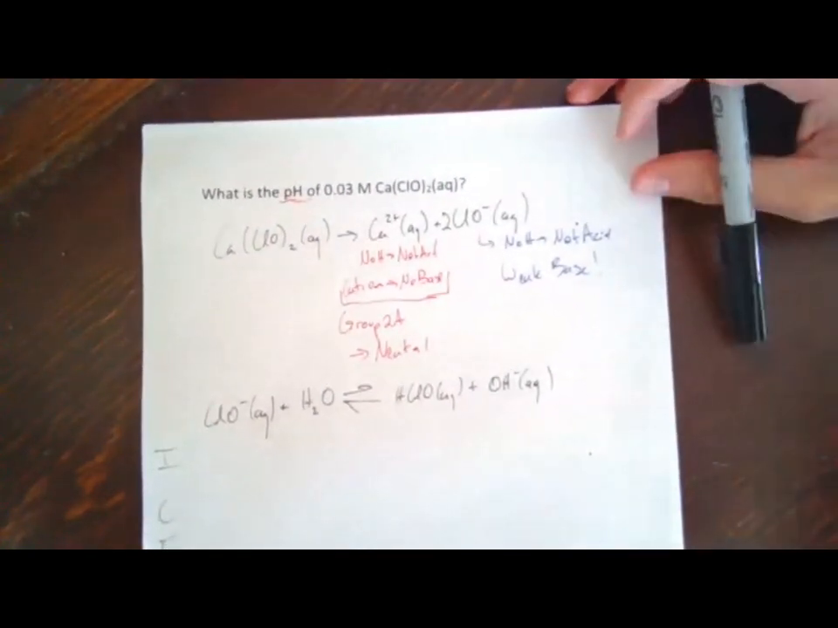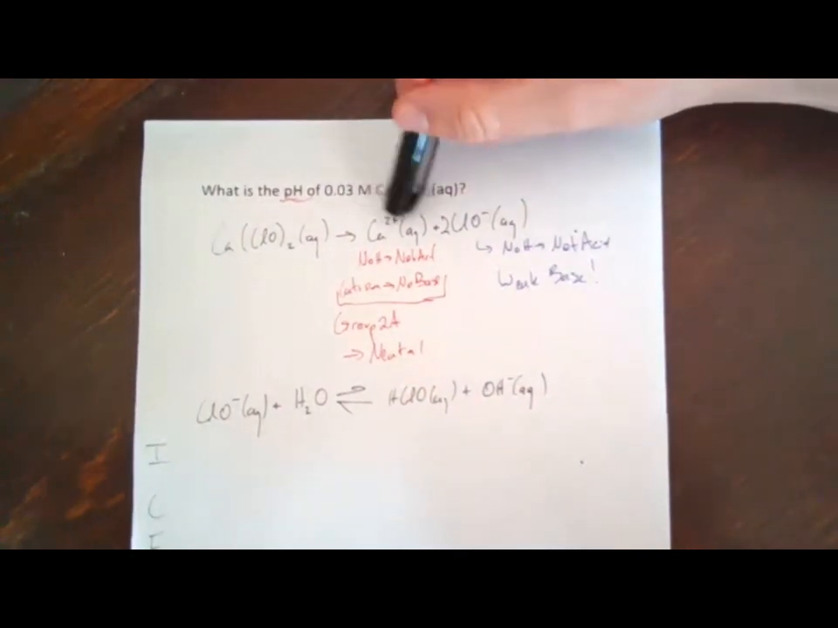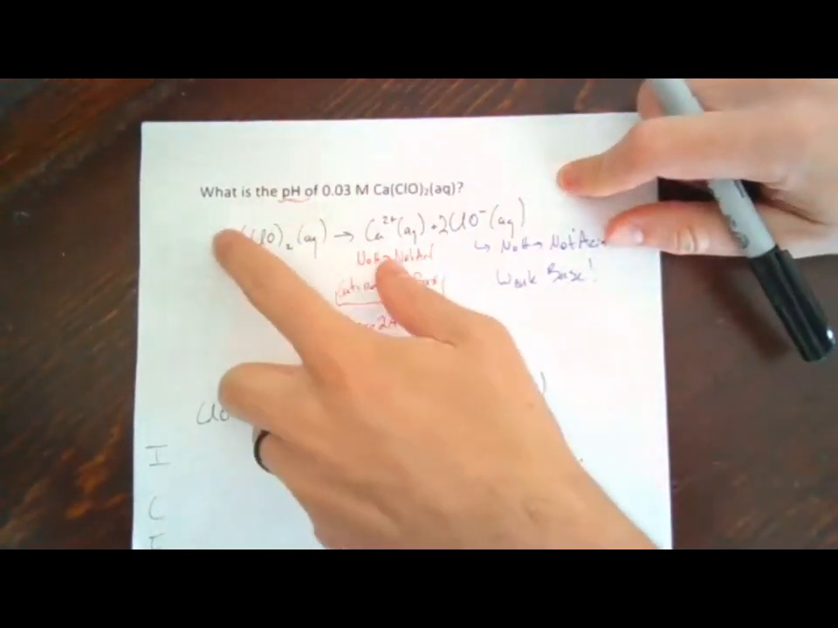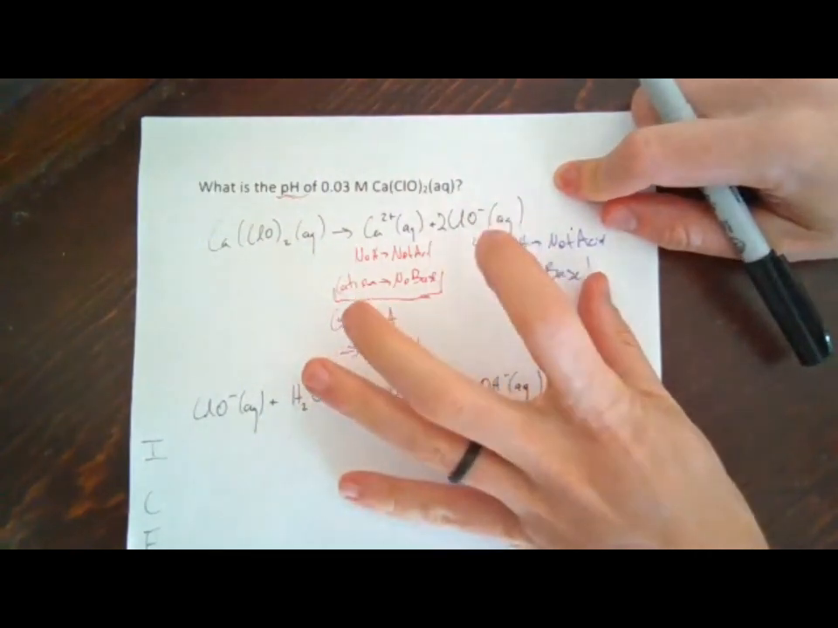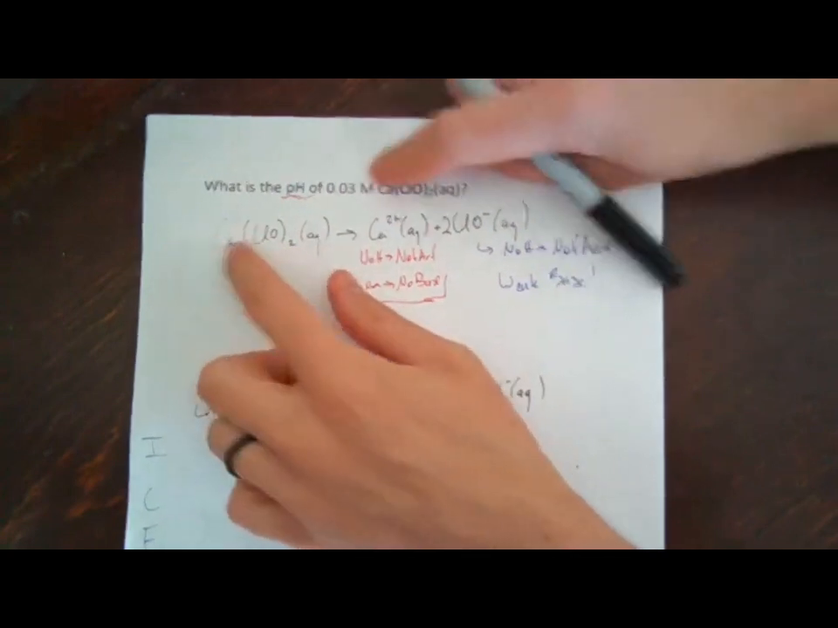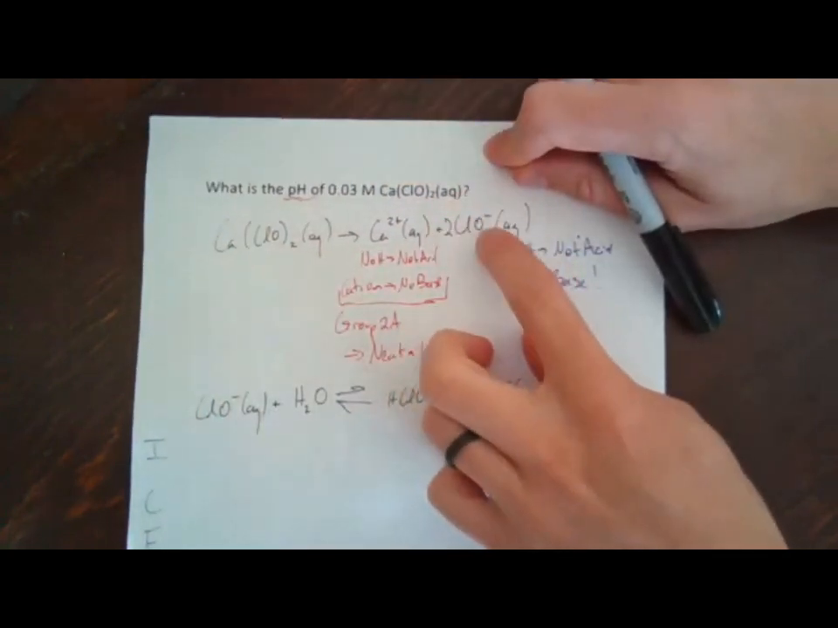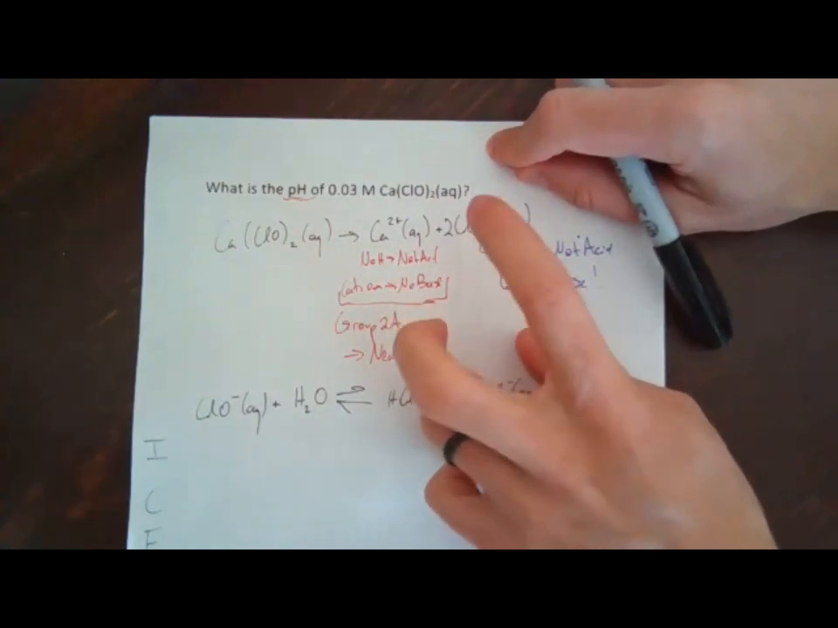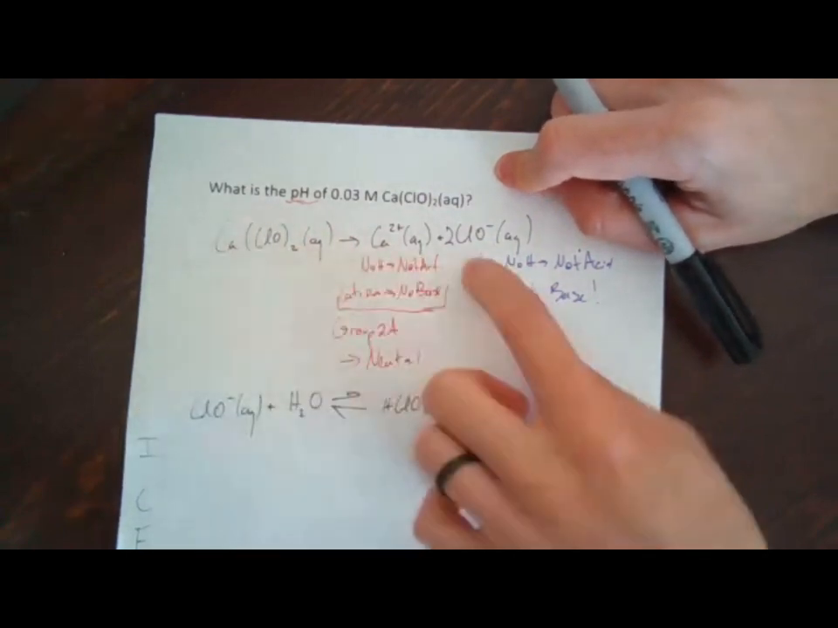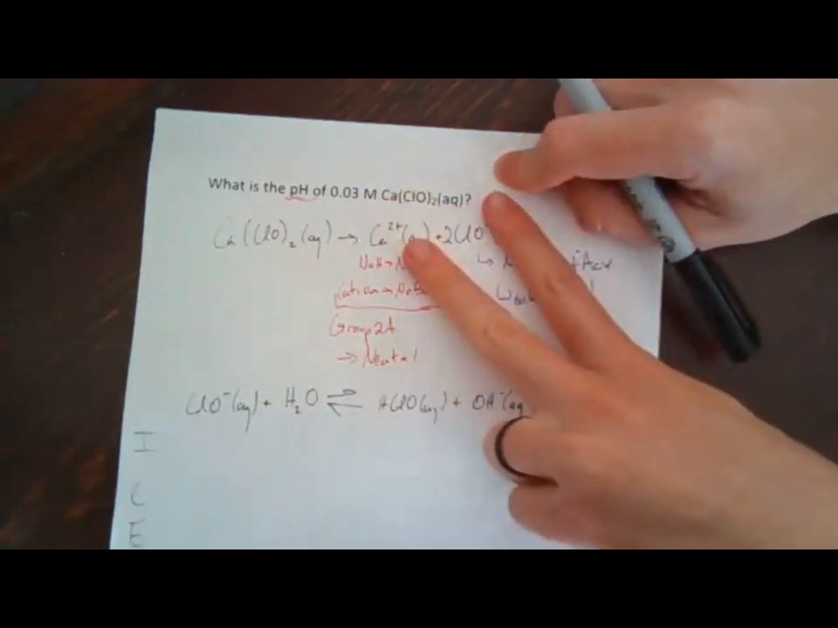So we know we're going to use an ICE table. This is one place where we do want to be careful when we're doing salts, because the 0.03 molar is the concentration of the whole salt, the calcium hypochlorite. But what I really want is just the solution concentration of the hypochlorite. There are 2 of them in 1 formula unit, so there's going to be a factor of 2.